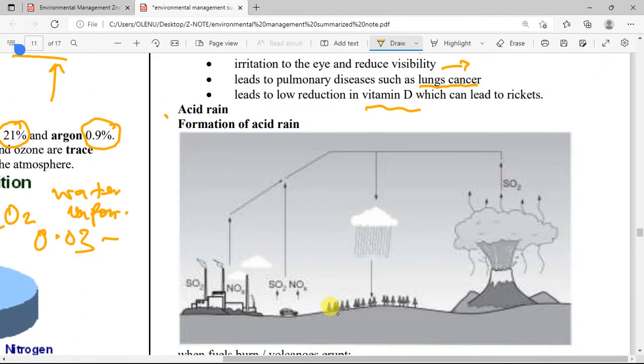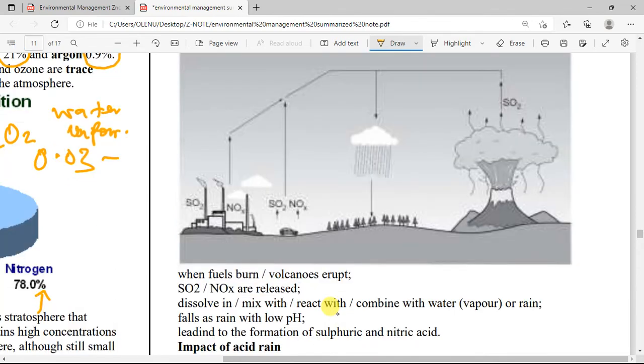Now, acid rain, formation of acid rain. This is quite simple also. Acid rain is formed when you burn fuel or during volcanic eruption. Industries use fuel, cars use fuel. So all of them will release sulfur dioxide or nitrous oxide to the atmosphere. Now these gases, sulfur dioxide, will react with water to form what? Sulfuric acid.